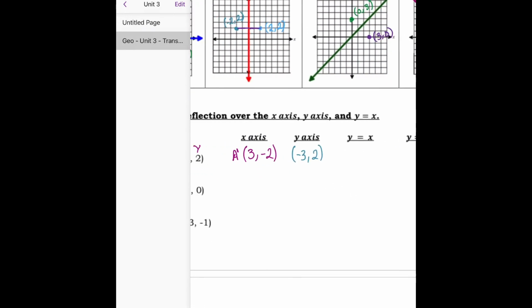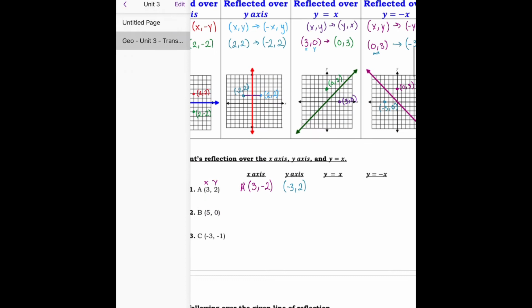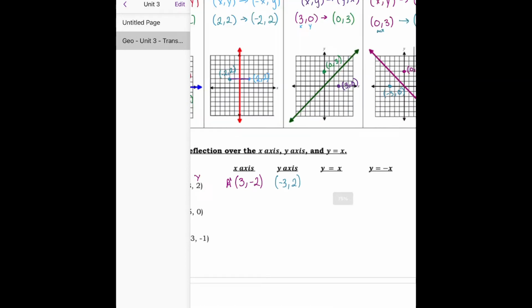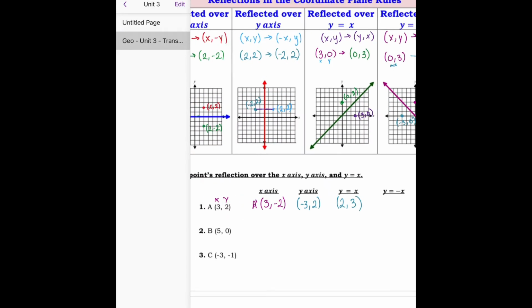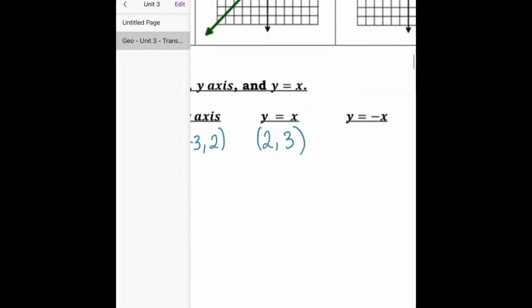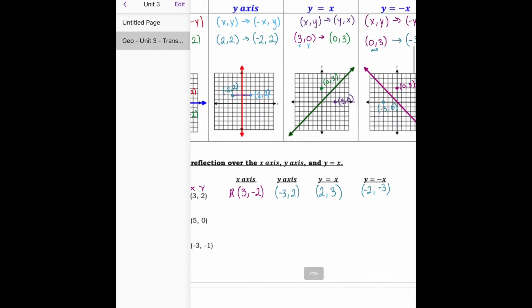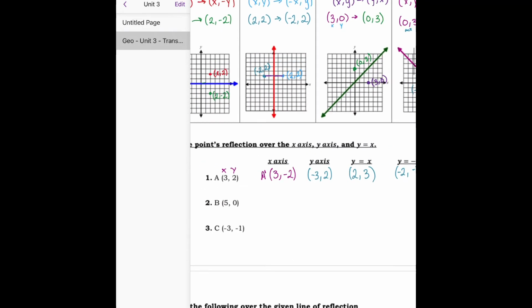Next is y equals x. That one, you just switch your places for your x and y. So my point 3, 2 will become 2, 3. And lastly, y equals negative x. Not only do they switch places, but they become negative. I switch the signs on both of them. So -2, -3. And those are my 4 points.